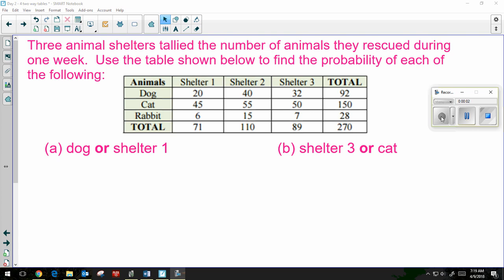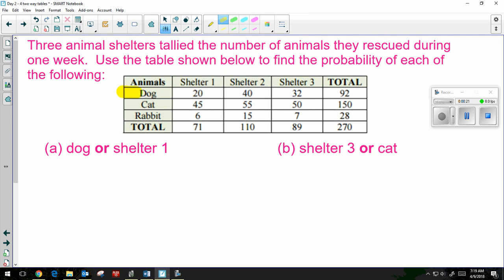Three animal shelters tally the number of animals they rescued during one week. Use the table shown below to find the probability of each of the following. A, the probability that somebody had a dog or was in shelter 1. So I'm going to use my highlighter.